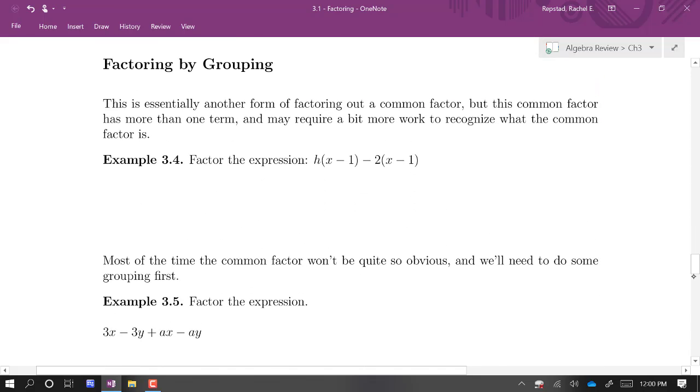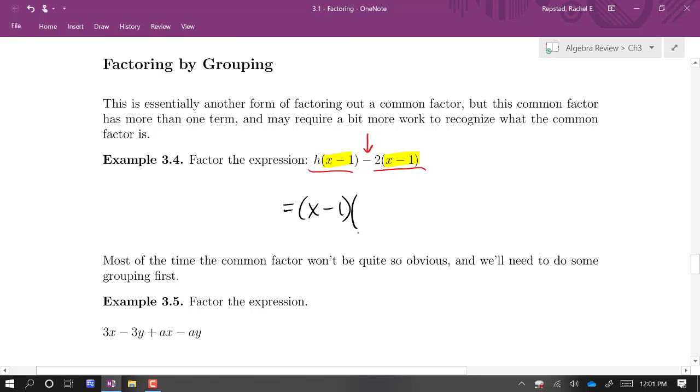Okay, so factoring by grouping is another way to tease out a common factor. Sometimes it'll require us to do a bit of organizing first. So we're going to start out with a simple expression where the grouping has already been done for us. And really this is just factoring out a greatest common factor, maybe a little bit more complicated than the ones we did in the beginning. In this expression I'm subtracting two things, right? I'm taking this and I'm subtracting this, and between these two terms there's a common factor of x minus 1. So I'm going to take it out.